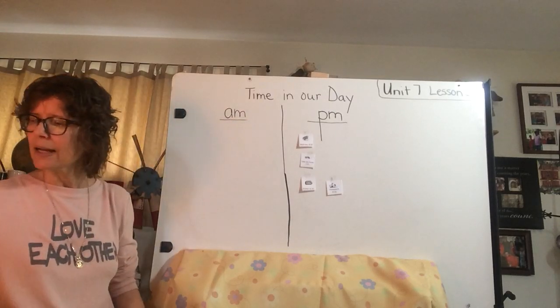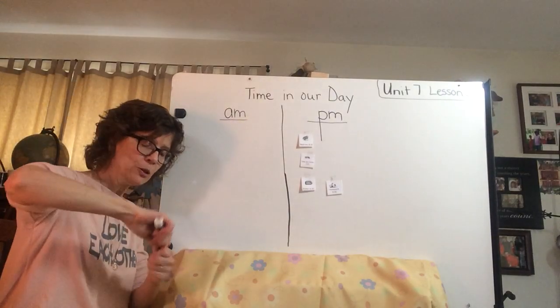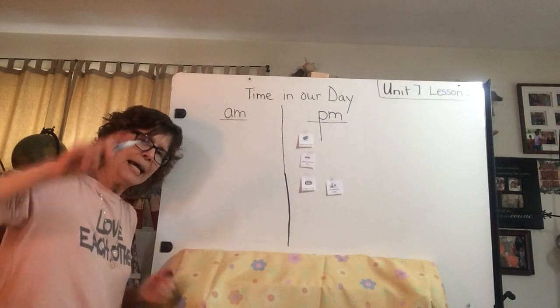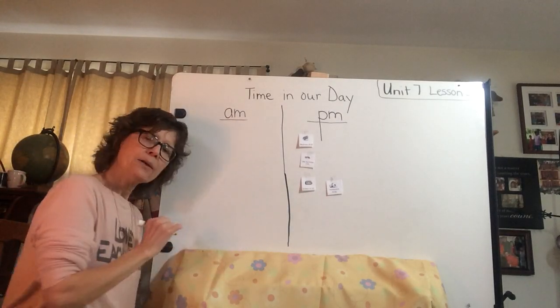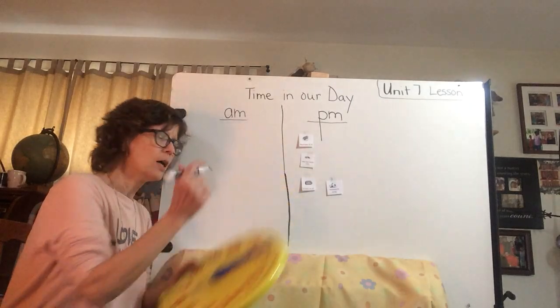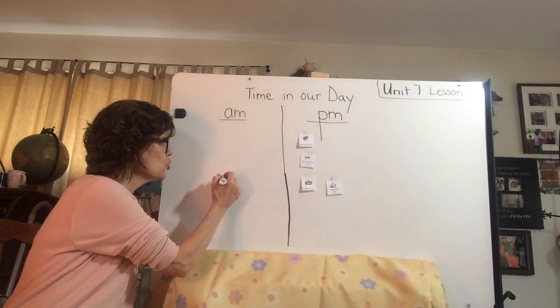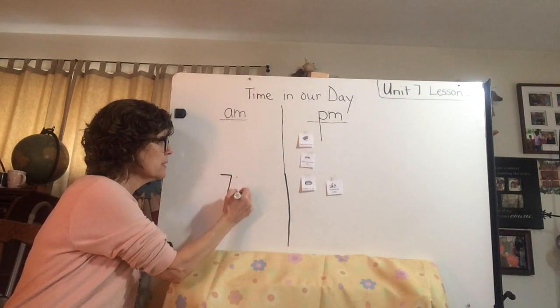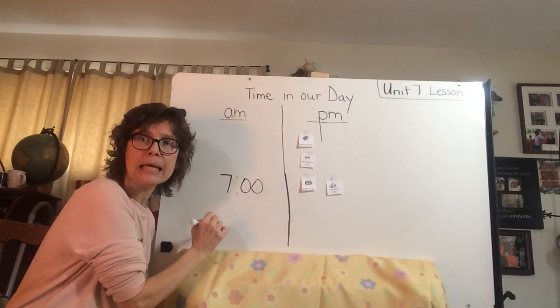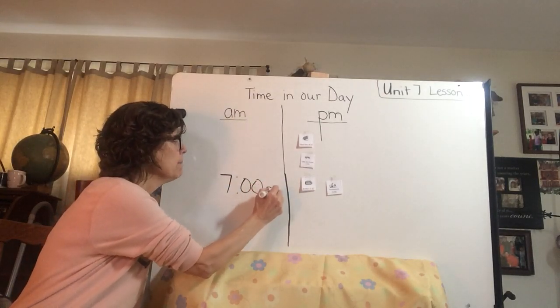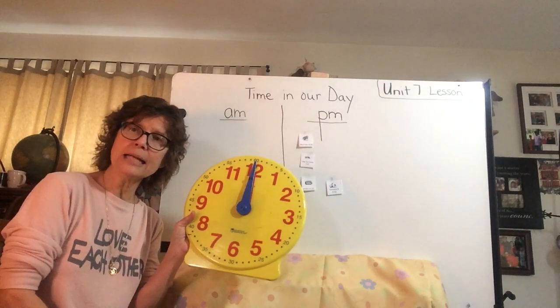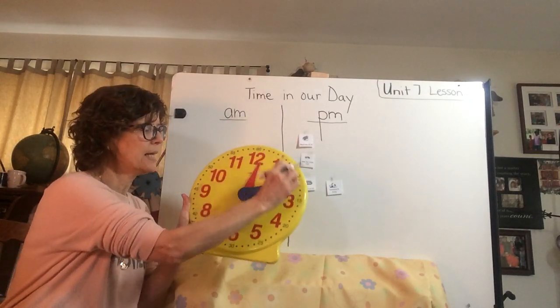I'm just moving that over here. Oh, I've got my marker. So I'm going to show a time on here, and then we're going to find it on our analog clock. So here's our digital time. Let's do 7, and I'm going to add the PM or AM. 7 p.m. So that means it's nighttime. You're probably done, maybe getting ready to take a bath.